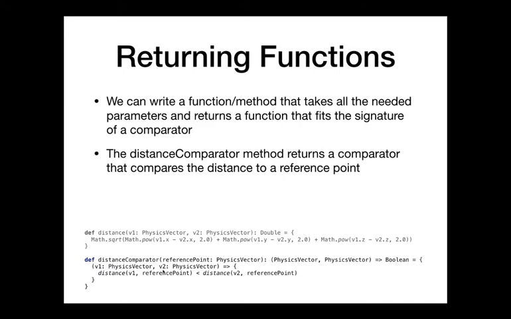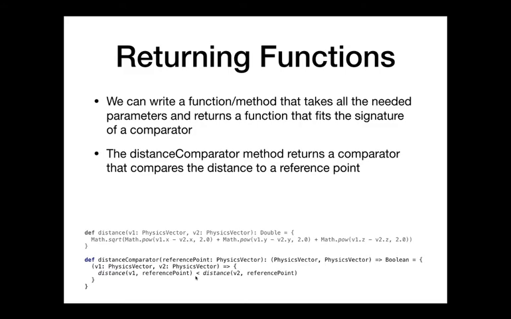It's going to take those two physics vectors, compute the distance, each one of them from the reference point, and use the less than operator to sort in increasing order. So this is a pure method. It doesn't depend on any state, and it returns a pure function. So we're in the world of functional programming, but we still get the flexibility that we would have had if we were taking advantage of state.